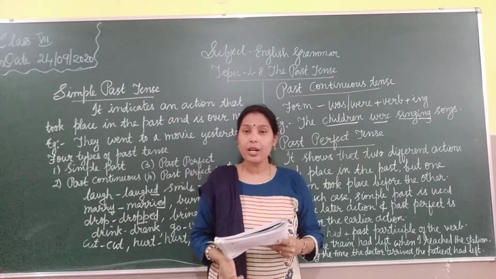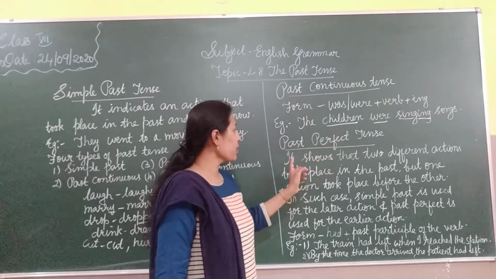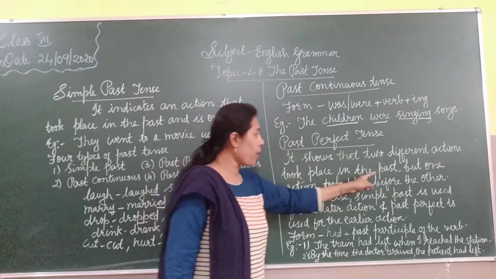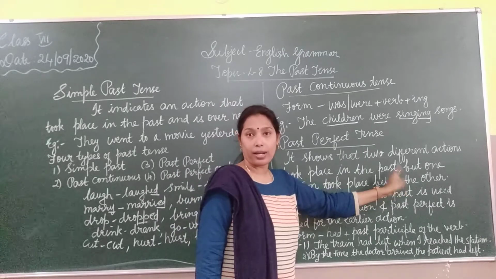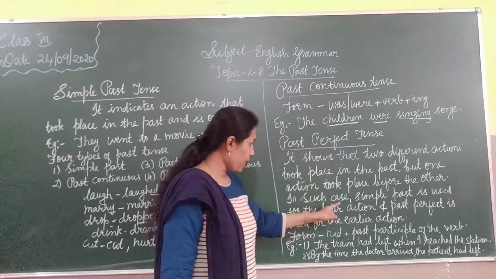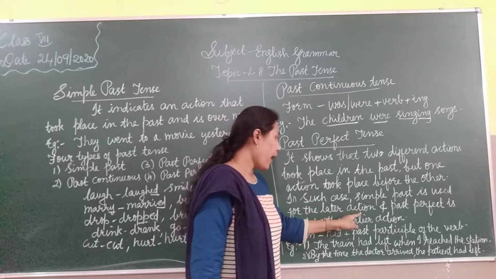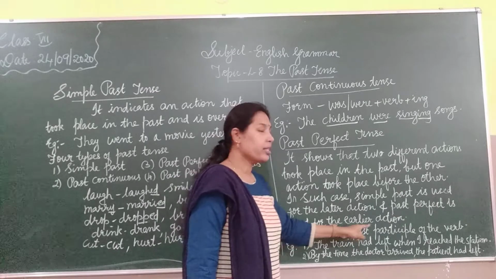Okay. Next, past perfect tense. What is past perfect tense? It shows that two different actions took place in the past, but one action took place before the other. In such a case, simple past is used for the later action and past perfect is used for the earlier action.